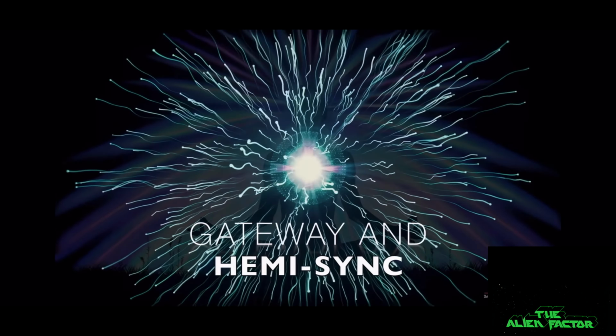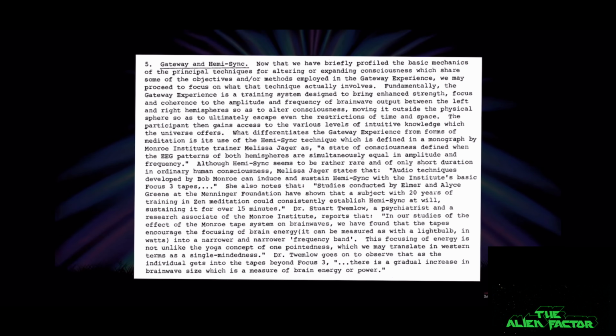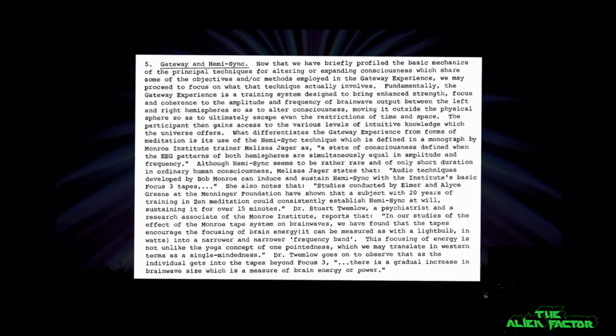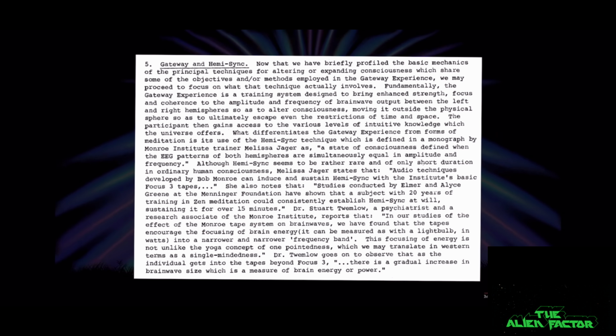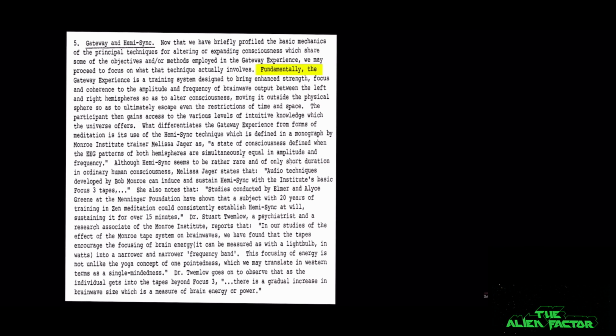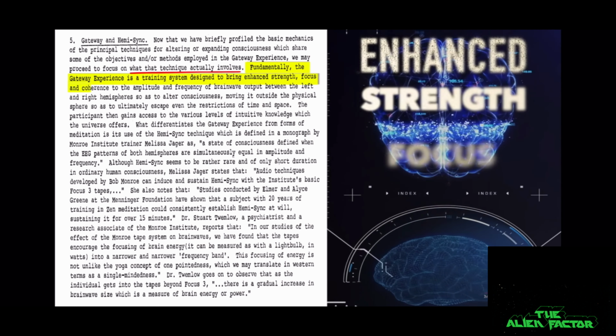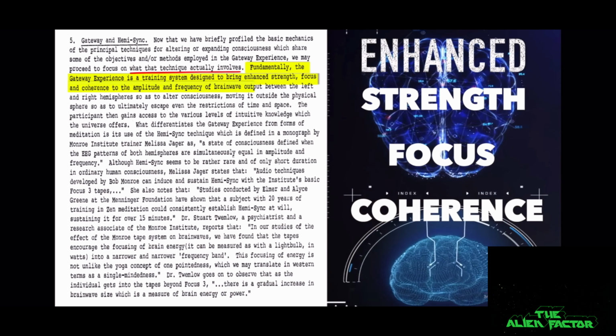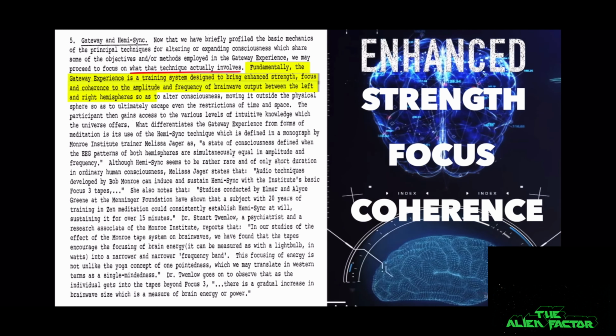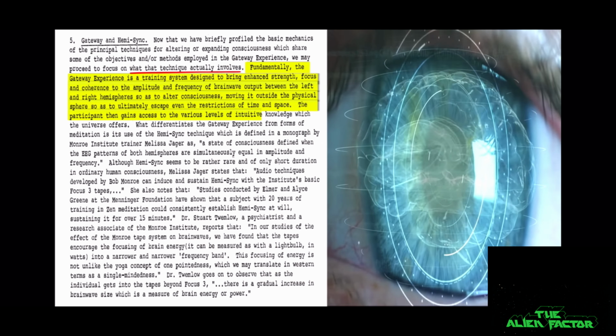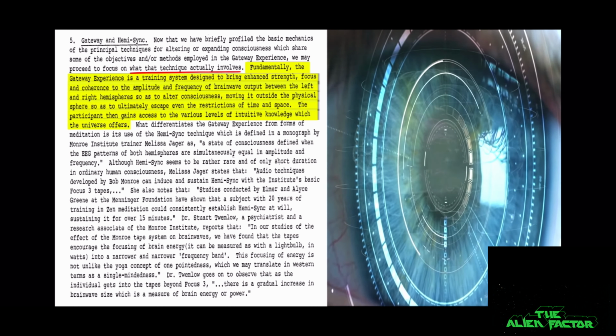Now that we have briefly profiled the basic mechanics of the principal techniques for altering or expanding consciousness which share some of the objectives and/or methods employed in the gateway experience, we may proceed to focus on what that technique actually involves. Fundamentally, the gateway experience is a training system designed to bring enhanced strength, focus, and coherence to the amplitude and frequency of brainwave output between the left and right hemispheres so as to alter consciousness, moving it outside the physical sphere, so as to ultimately escape even the restrictions of time and space. The participant then gains access to the various levels of intuitive knowledge which the universe offers.